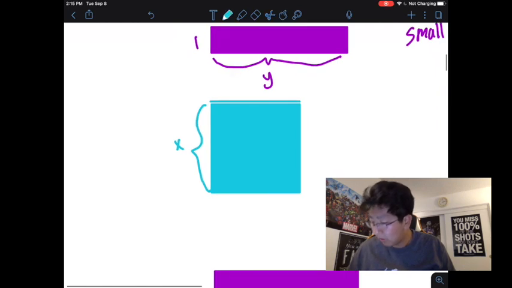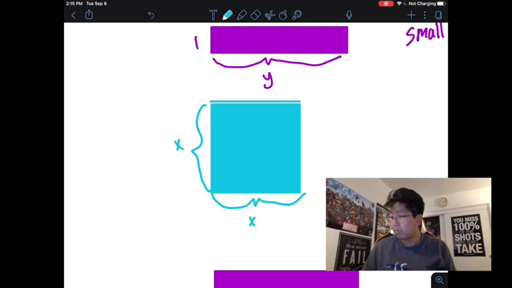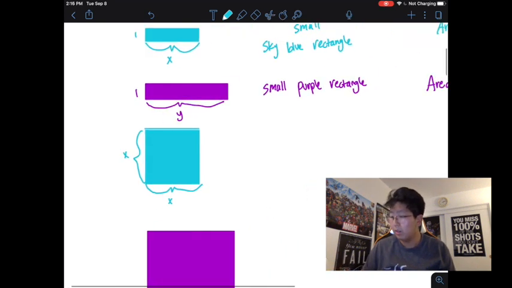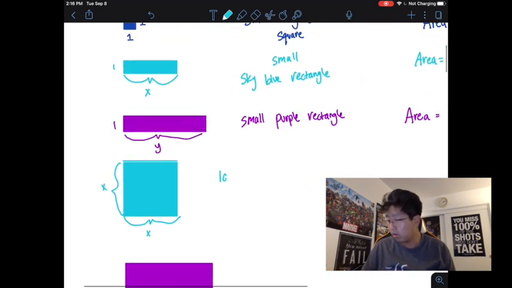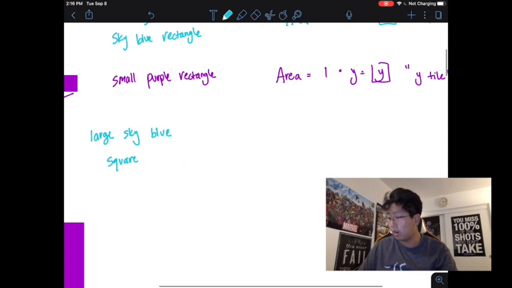And I'm telling you that this is the same. So here's X, and here is also X. Oh, we forgot to describe this. This is going to be a large sky blue square. Okay. And how do we find the area of this large sky blue square?